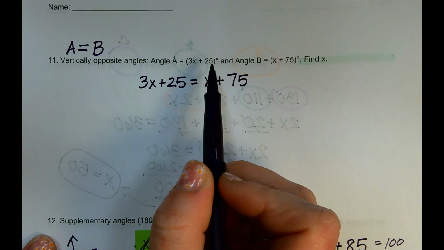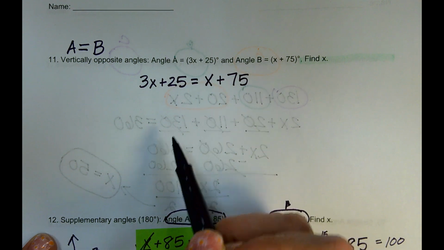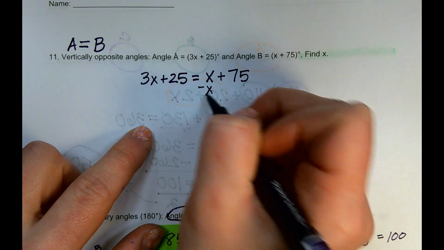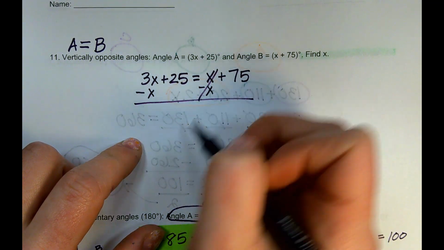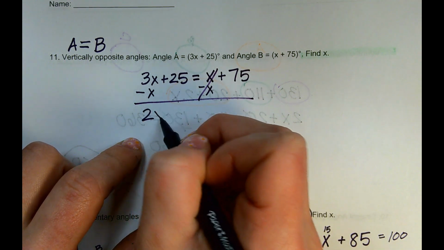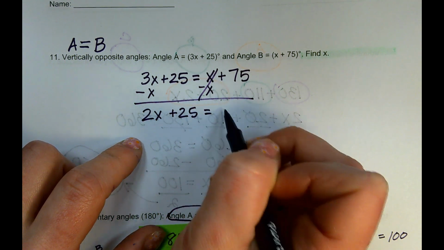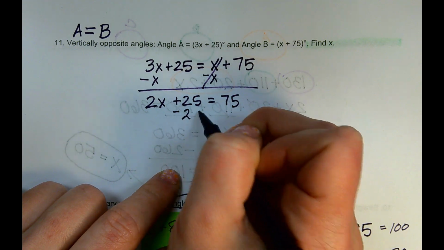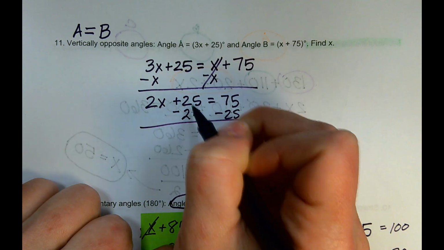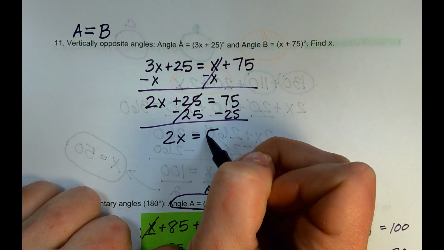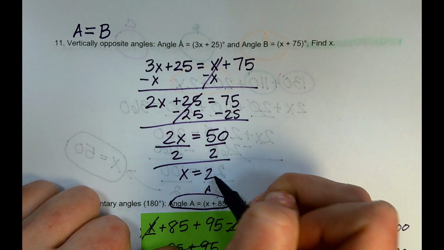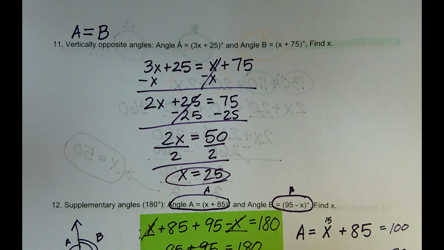Okay, so I've got 3x plus 25 equals x plus 75. What should I do? Subtract x from both sides to get rid of it over here. So now I've got 2x plus 25 equals 75. Okay, then what? Subtract 25 from both sides. 2x equals 50. So you divide by 2. x equals 25. Nice. Very nice. That's it. Very good.